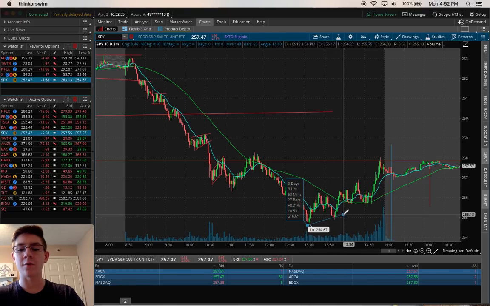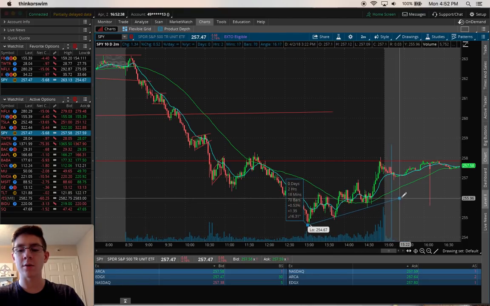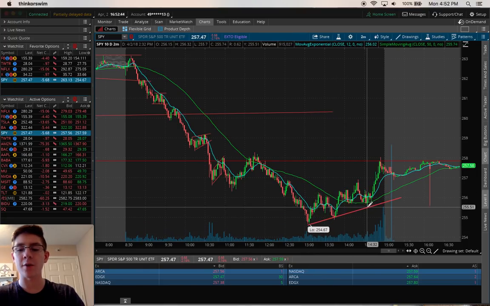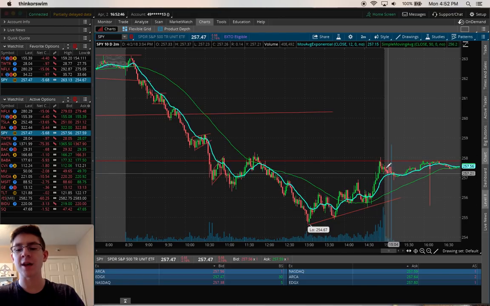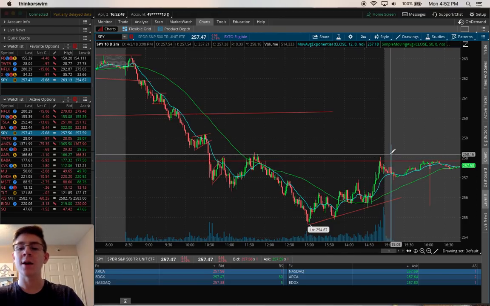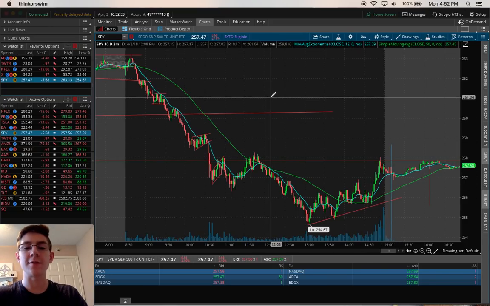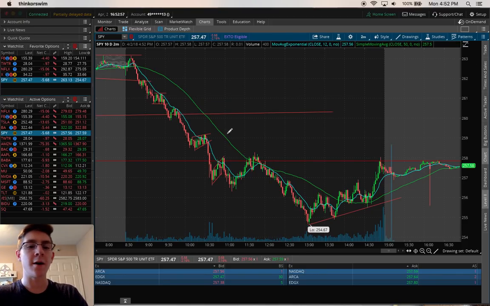After that, it started forming these higher lows. And after this one, the end of the day trade would have been the bounce off this line up there. I don't know how much that would have been, but if you trade end of day, that would have been a great end of day trade. So that is what happened with the S&P 500 today and the SPY specifically.